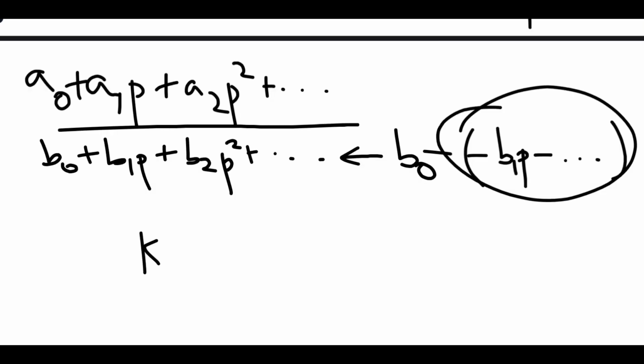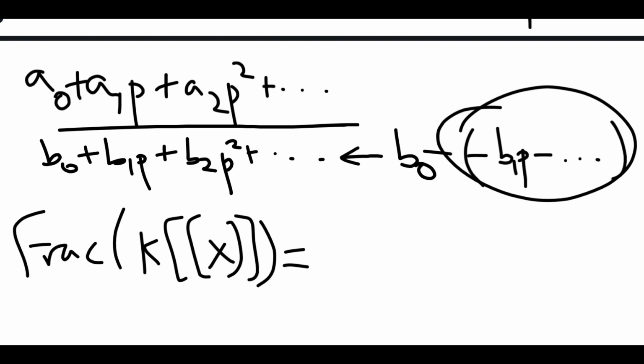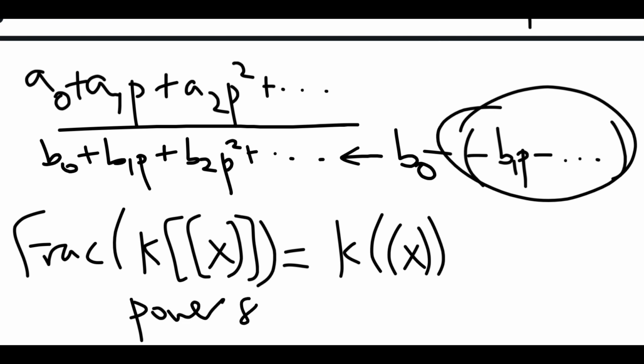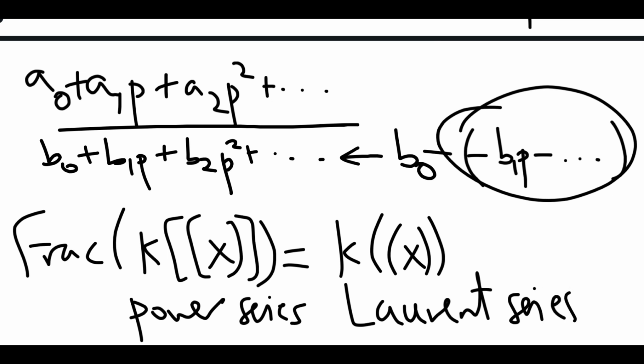So if you take some field k, it doesn't matter what it is, and you take the power series ring, the field of fractions of that is going to be, well, it's written like this. The notation is pretty annoying, but the field of fractions of the ring of power series is the set of Laurent series. And the same thing goes for p-adic numbers. So this is one example of how p-adic numbers behave a lot like Laurent series or power series. And the similarities go much deeper than this as well.